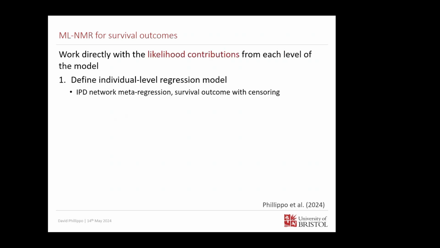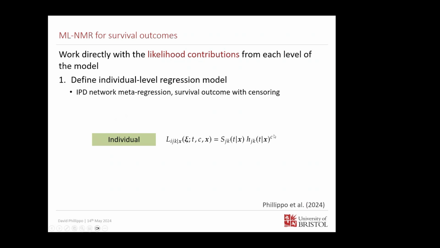What we're going to do to extend MLNMR to survival and indeed to general outcomes is work directly with the likelihood contributions from each level of the model. So we start off again by defining our individual level regression model. And this is just an IPD network meta-regression for a survival outcome with censoring. And the likelihood just looks like this.